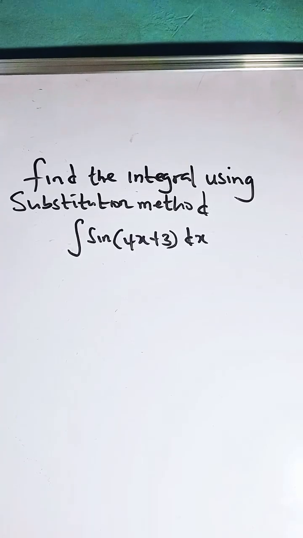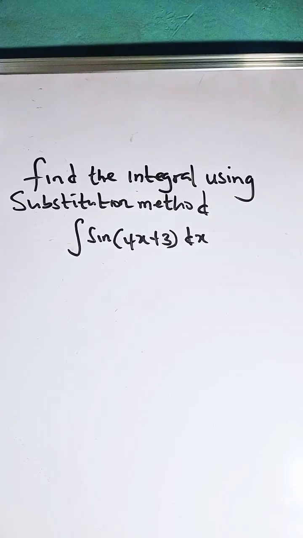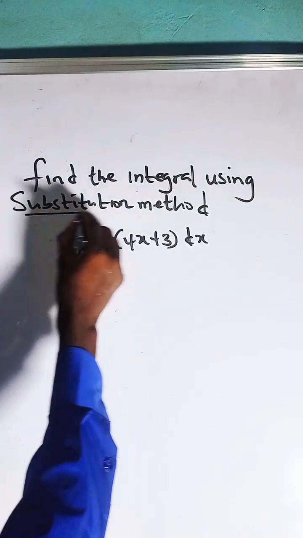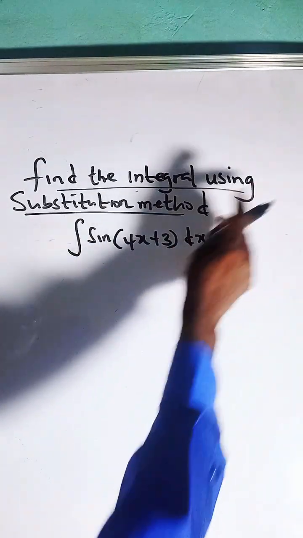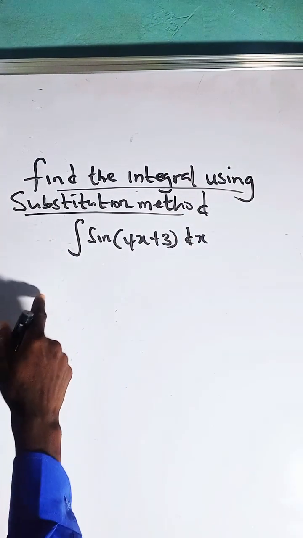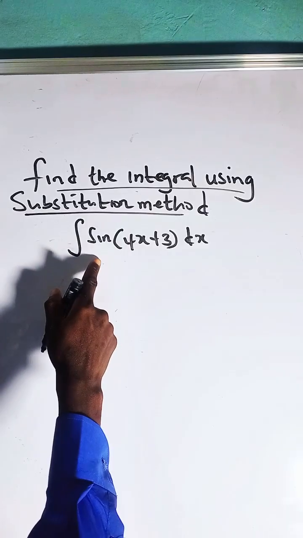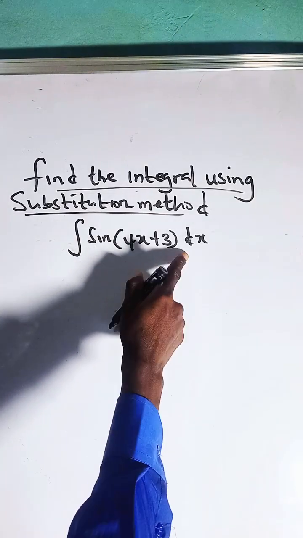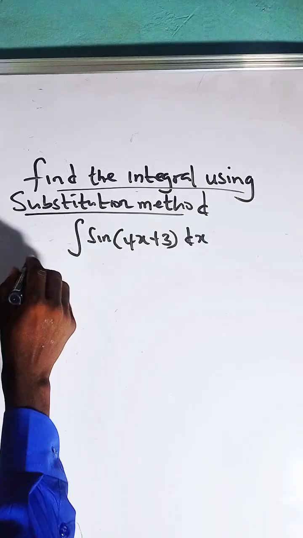The question says find the integral using substitution method. So we have to integrate this function using the substitution method. We have the integral of sin(4x + 3) dx. So how do we do this? Solution.